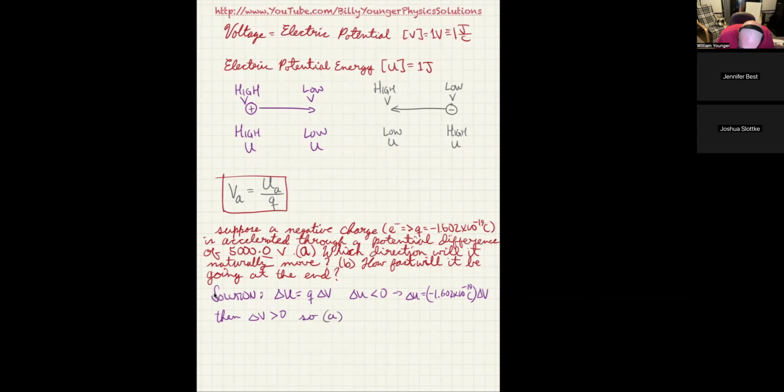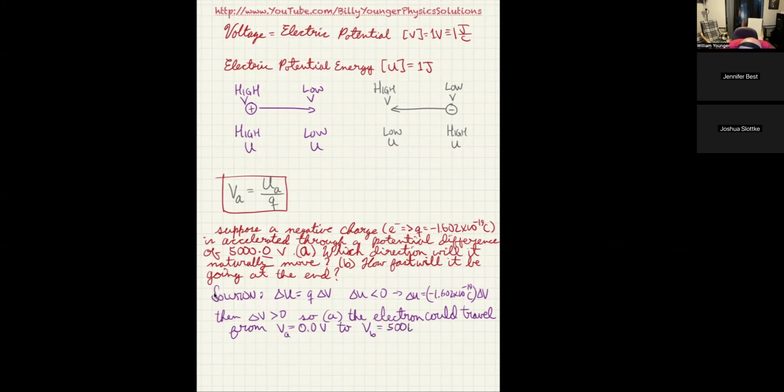So for part A, the electron could travel from V equals 0.0 volts to V final, I'll say that VA, equals 5,000.0 volts. So that's the direction it's going. It's going from low voltage to high voltage.